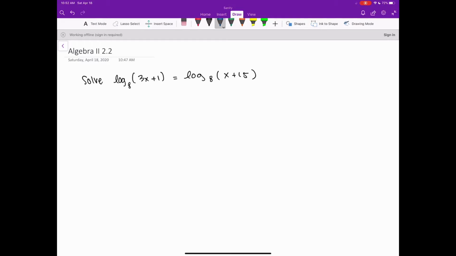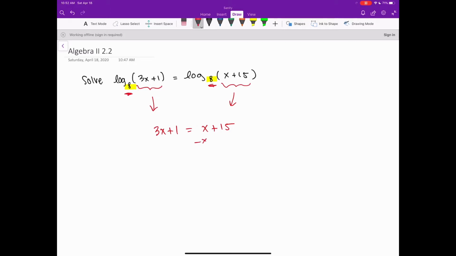Let's get started. This one here, I've got solve for x. Log base 8 of 3x plus 1 equals log base 8 of x plus 15. Here, check it out. I have same bases, and we talked about if we have logarithms on both sides, like we do here, and we have the same bases, that means that these insides have to be equal as well. So I can just set these equal to each other and say 3x plus 1 has to be equal to x plus 15, and then I can just solve for x right now.